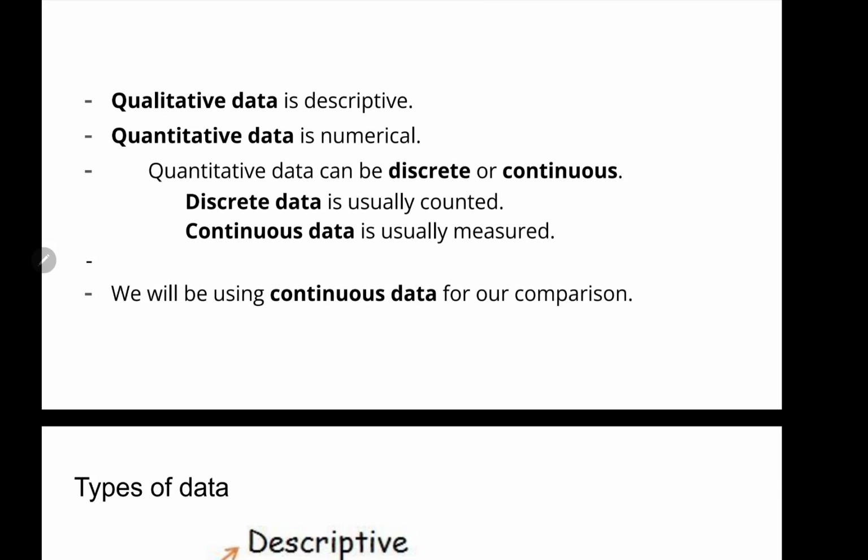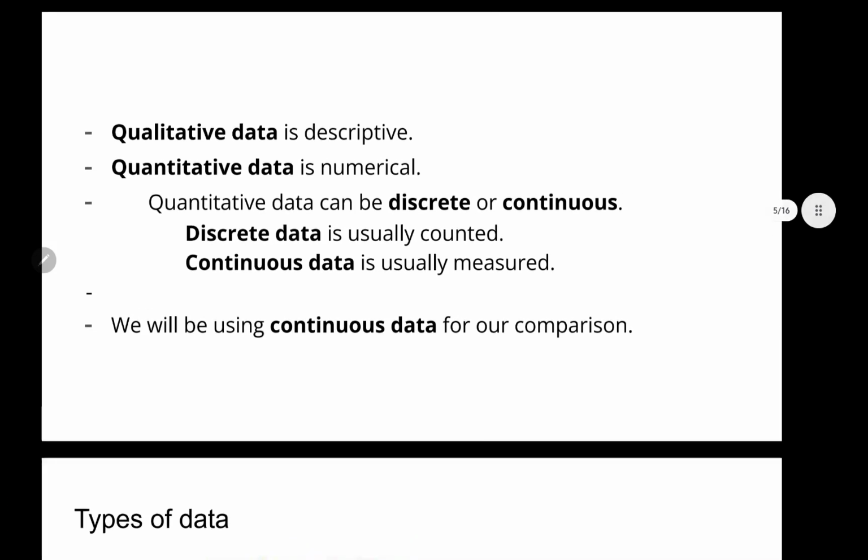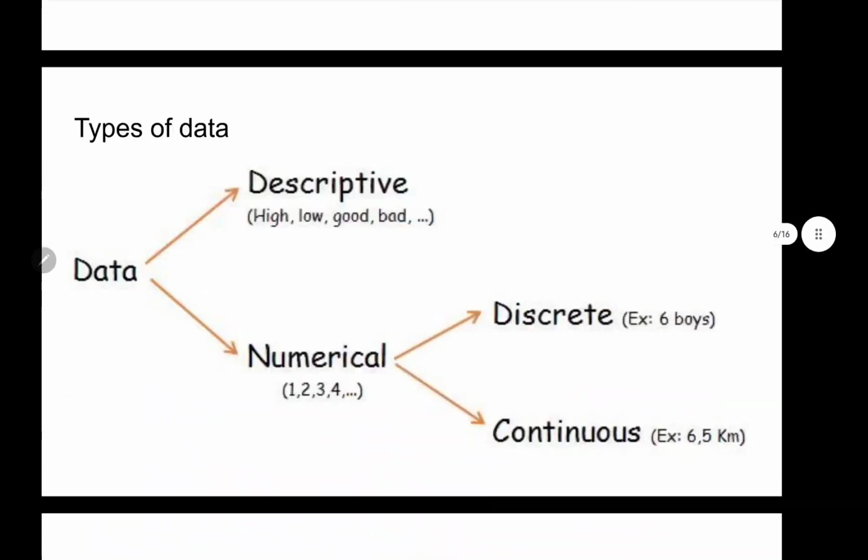So what's going to happen is we're going to pick two groups and compare some sort of continuous data, something continuous about both of them. So maybe we're going to compare weight, but we'll be comparing the weight of both of these groups. We'll be using the same thing. So let's have a look.